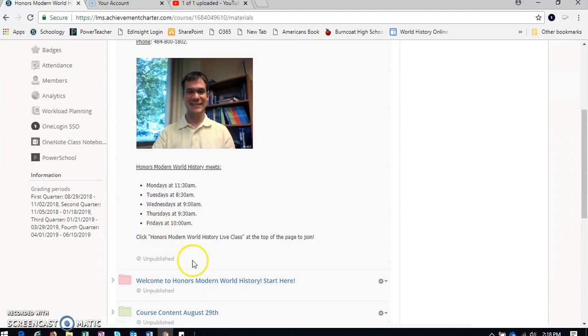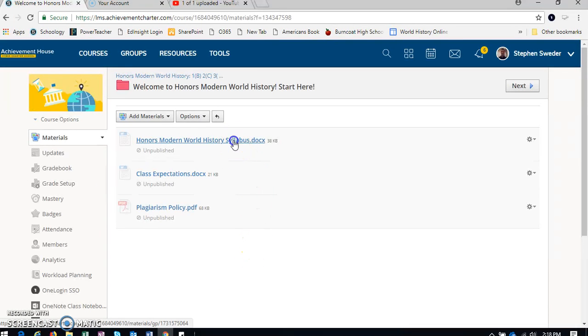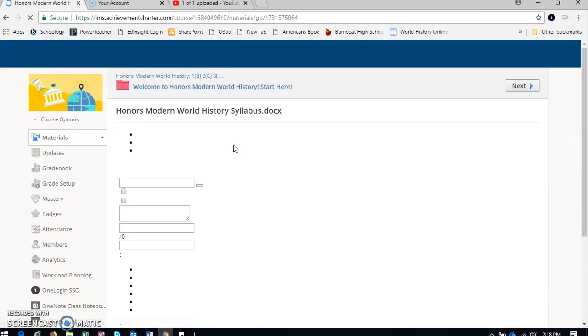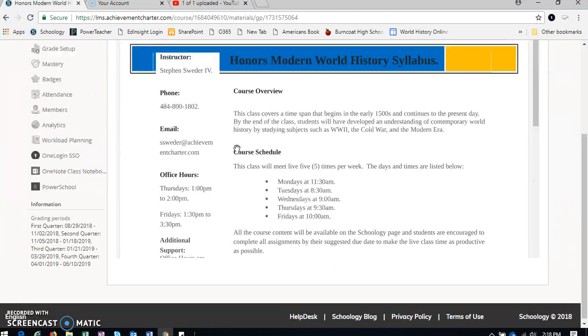So let's go on up here to our welcome folder, and you can look more through some of this information on your own when you get a chance to. So let's take a look at the world history syllabus here. Again, a lot of the same information on the left-hand side of the screen here, my name, phone number, contact information, office hours, and things like that.